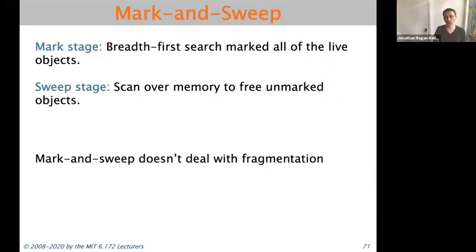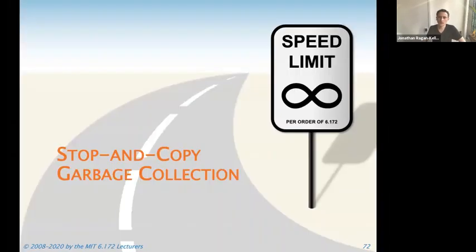But there is an issue with mark and sweep, and that's that it doesn't really deal with fragmentation. So we're just going to be freeing stuff wherever it is, and just leaving objects spaghettied all over memory. So that's going to bring us to the last algorithm that I want to talk about, which is we can build on top of this breadth first mark and sweep scheme, and that's what we call stop and copy garbage collection. And again, here our goal is to solve potential fragmentation problems.